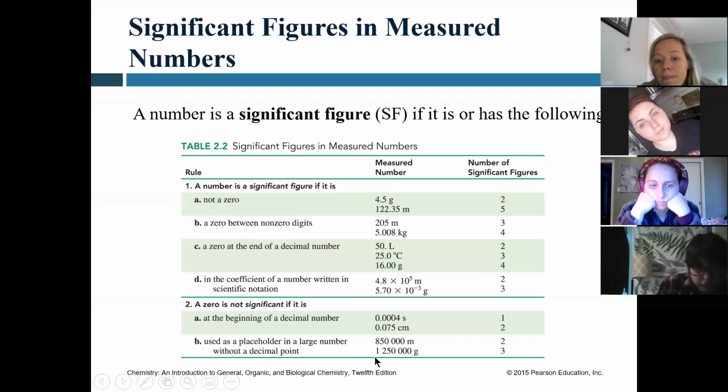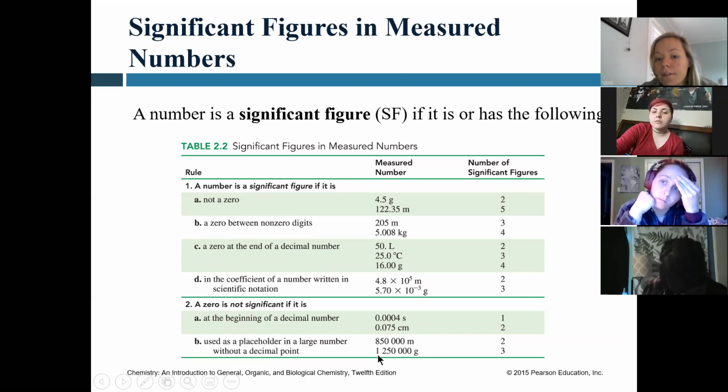Same thing with this one. Is this 1,250,000 right on the nail? Or is it somewhere guesstimated in the tens of thousands place? I can't tell. So I can only go with what I know for sure, which is the 1, the 2, and the 5. Those are significant. So 3 sig figs.